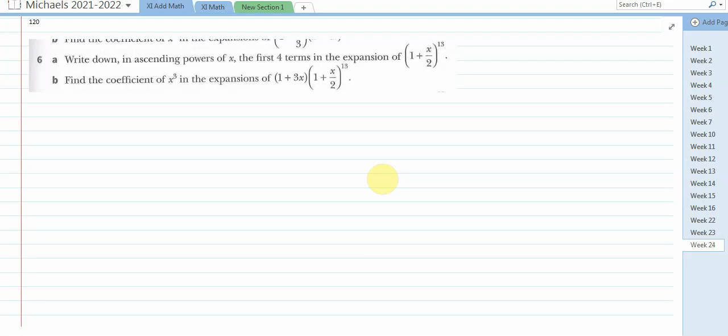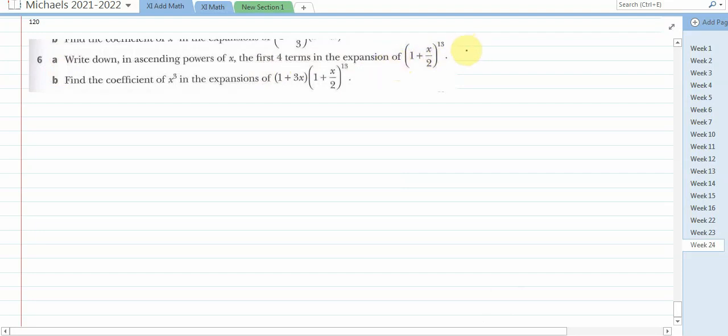Alright class, in this session we are going to continue with the binomial, and we are going to start from question number 6, which says: write down in ascending power of x the first 4 terms of the expansion of (1 + x/2)^13. In the last class we had discussed the basic working formula of binomial and how to apply that working formula.